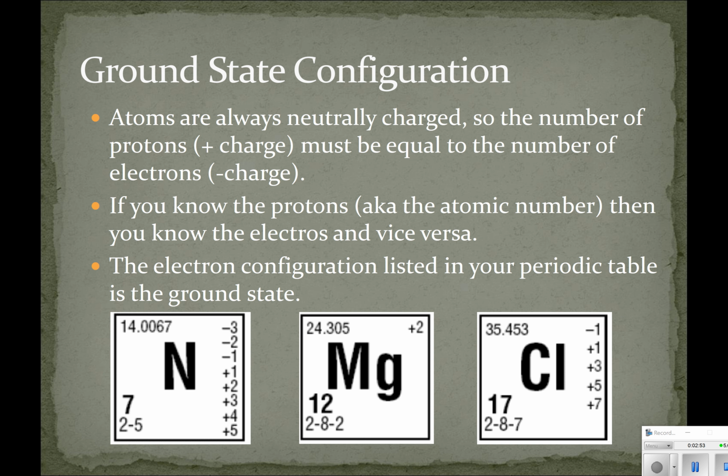So we know that when we're talking about an atom itself, we're talking about a neutral particle. So atoms are neutrally charged, so the number of protons has to equal the number of electrons. As long as we know the atomic number, we know that nitrogen has 7 protons, and therefore is going to have 7 electrons since it is an atom and atoms are neutral. So we can determine those particles back and forth as long as we know one, and we're referring to an atom. The electron configuration here is the ground state. This is the stable state for electrons in a magnesium atom.